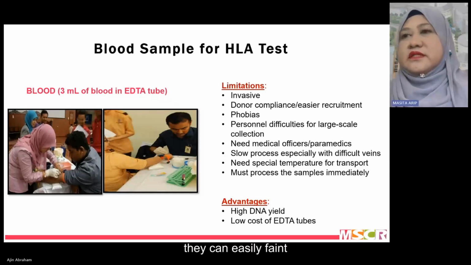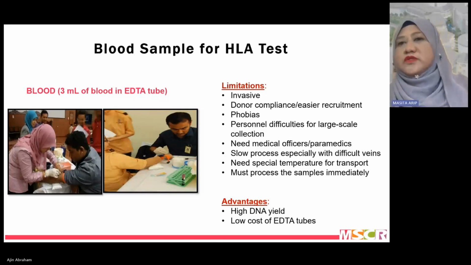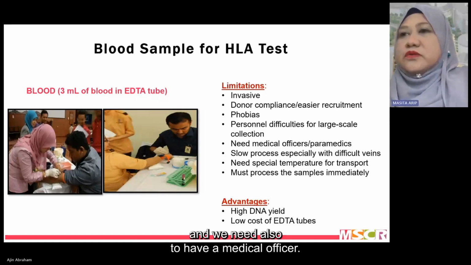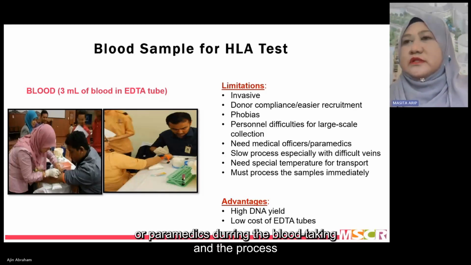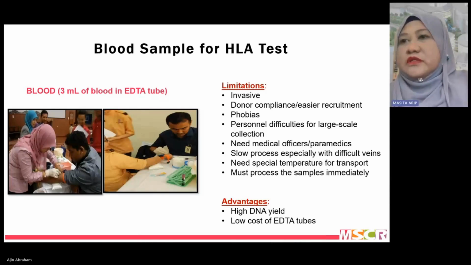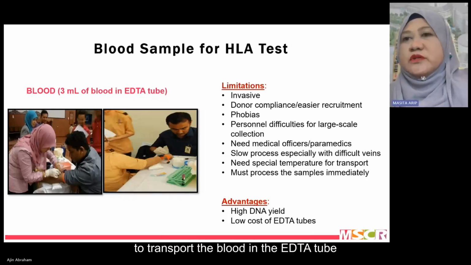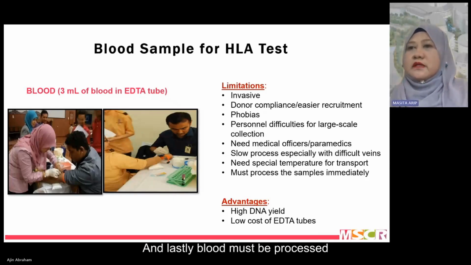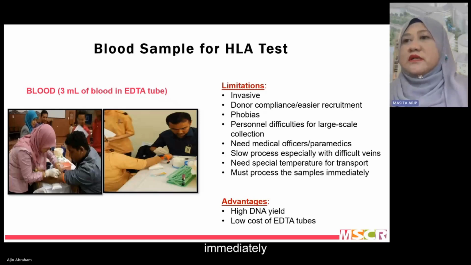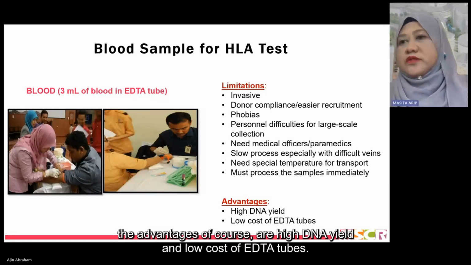They can easily faint, and if there is a large number of volunteers, it is quite difficult for us to take the blood. We need medical officers or paramedics during the blood taking, and the process is sometimes very slow when we have difficult veins. We also need a special temperature to transport the blood in the EDTA tube, and lastly, the blood must be processed immediately. The advantages, of course, are the high DNA yield and the low cost of EDTA tubes.